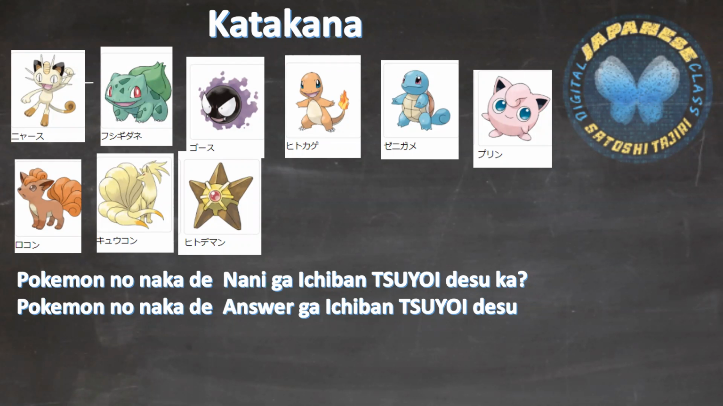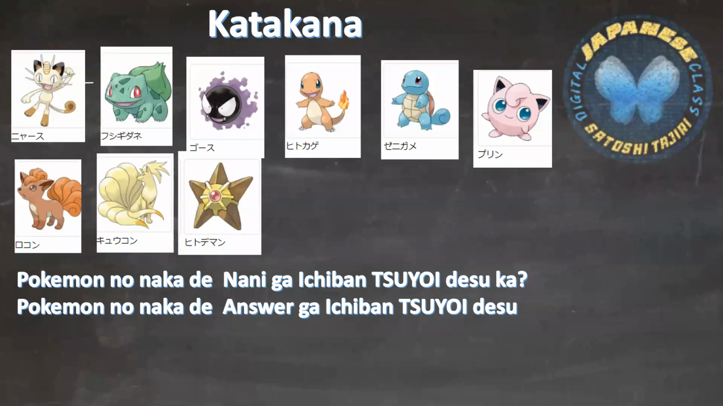So give your answer. Pokemon no naka de Kyukon ga ichiban tsuyoi desu. Very good, John Roman. How about Hitokage? Hitokage, Charmander desu ne. Pokemon no naka de Pikachu, you can say that one. But this one, I have the category. So you should choose only among this category because I have the naka de. If you have the naka de, I'm asking you only to answer within this type of Pokemon.